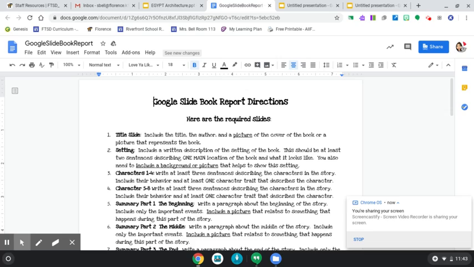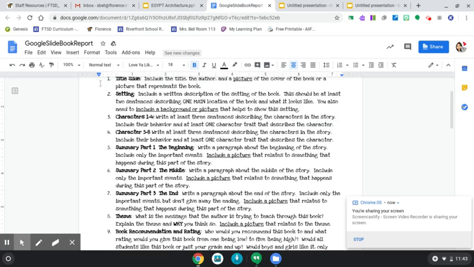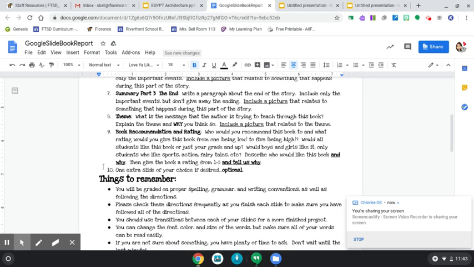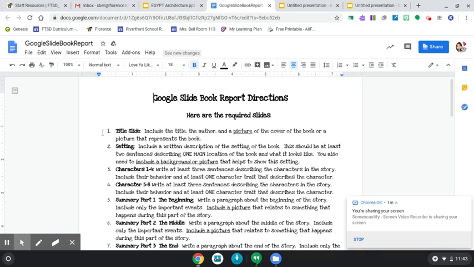Here's our directions. We're going to focus on these 8 required slides for right now. There is a number 9 and 10. We're not going to worry about them right this second. If we end up having extra time or whatever the case, then we will worry about slides 9 and 10. So, slide 1 is your title slide.